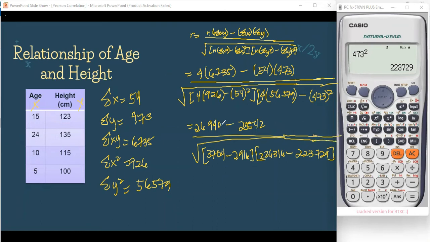So now, ang kakailangan na po natin is yung mga minuses po natin. So we have 26,940 minus 25,542 will give us 1,398.